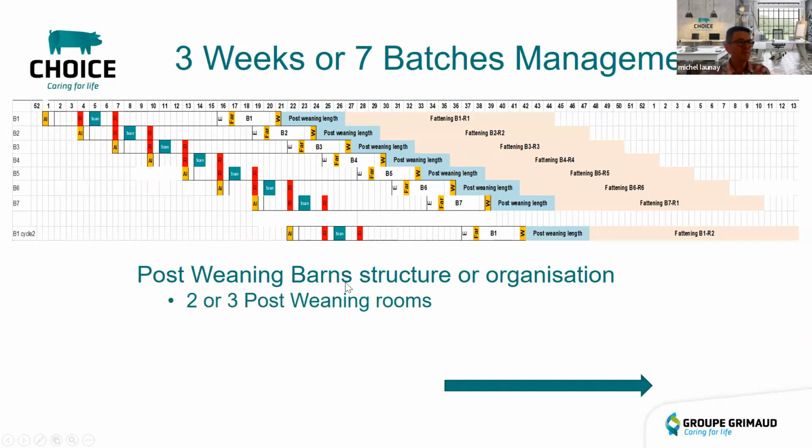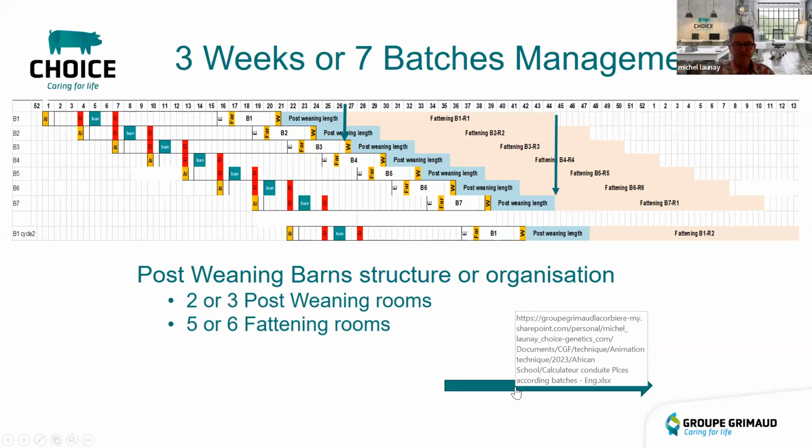So for the post-weaning barn structure, 2 or 3 post-weaning rooms. In this example, I need only 2 post-weaning rooms, and 5 or 6 fattening rooms. In this example, I take 6 fattening rooms here. So you can see here that when the piglets exit post-weaning room number 1, it's just before the weaning of batch 3. So you can calculate what places or which structure you need according to the batch management.